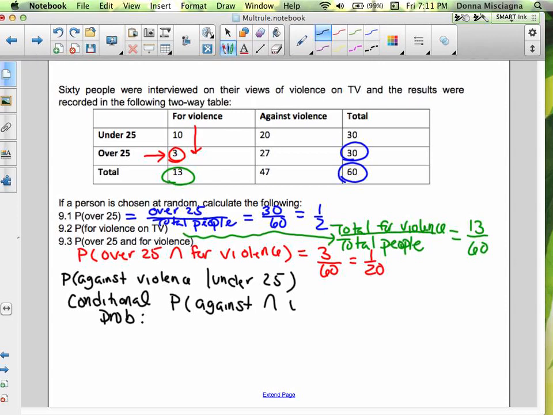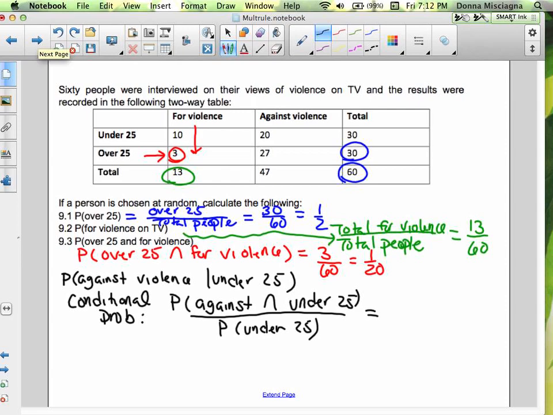And under 25. So it's where those two intersect over the probability of the second, the probability of under 25. And that's going to give us the probability of against violence for the group under 25. So now we're going to have two probabilities here: one for the intersection and one for the under 25.